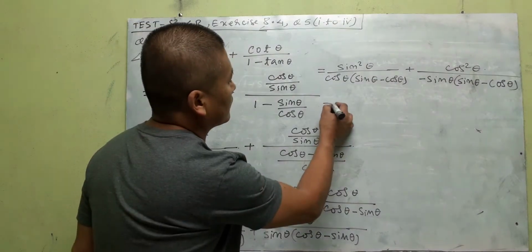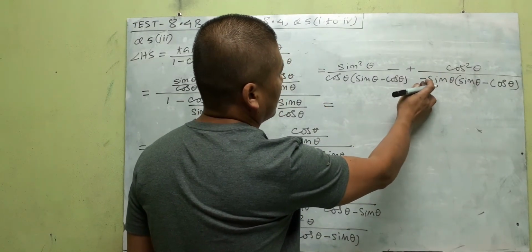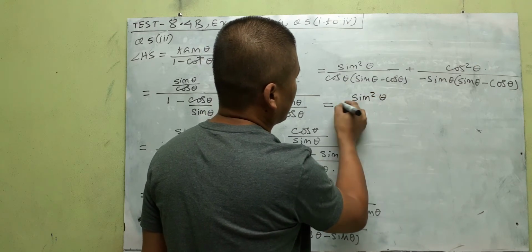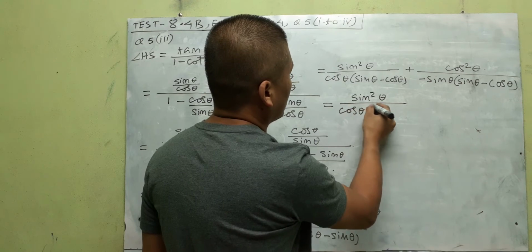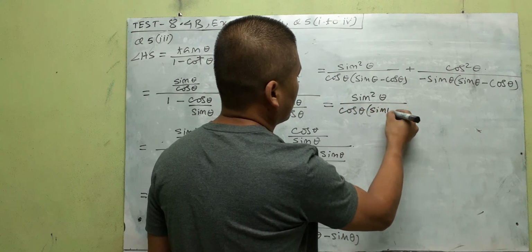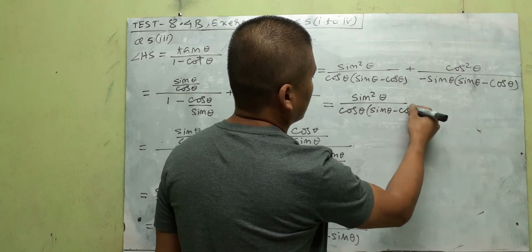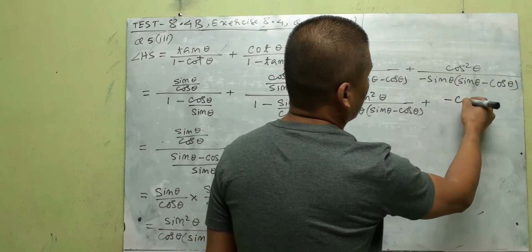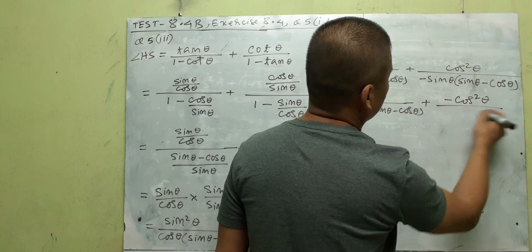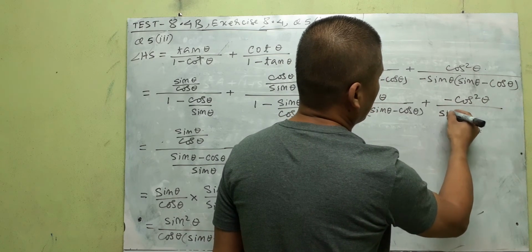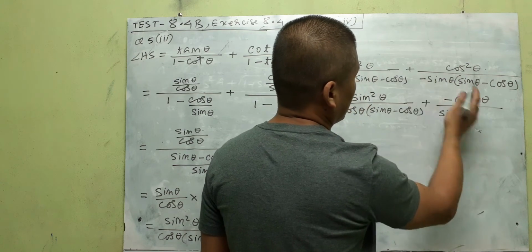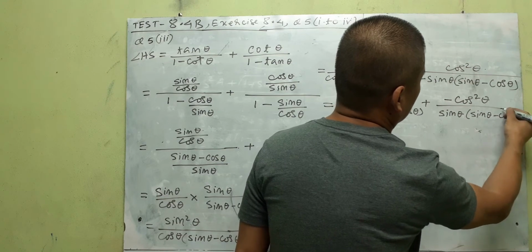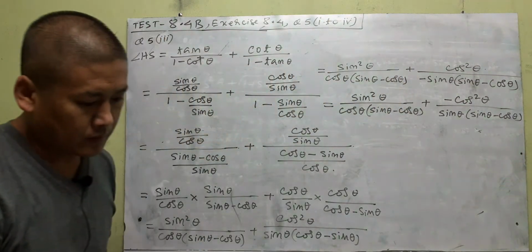So here now, this minus can be brought up. So we can write here sin square theta by cos theta into sin theta minus cos theta. It's not hard, okay? It's a little bit long, that's all. Then plus here, this minus can come up. If it's in the denominator, we can immediately bring it up to the numerator. Then no more minus down, it has been brought up. Sin theta into sin theta minus cos theta, okay? So that is what we get.